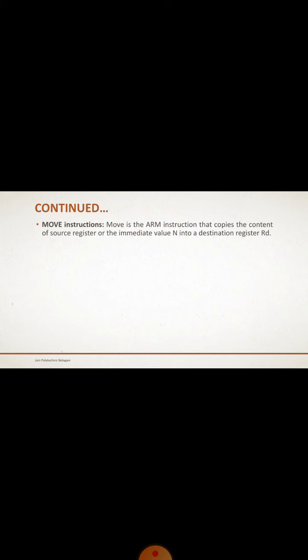Move instructions. Move is the ARM instruction that copies the content of a source register or an immediate value into a destination register RD. This instruction is useful for setting initial values and transferring data between registers. Its syntax is given as: you can write the instruction which you are going to use along with some condition, then the RD register where the data is going to be stored, with some source register Rn, or it can also be a constant preceded by hash.